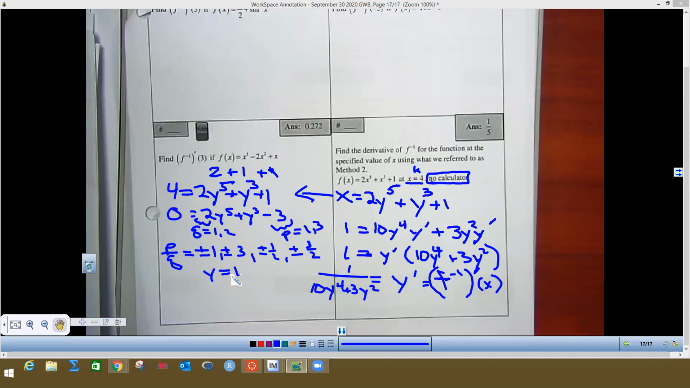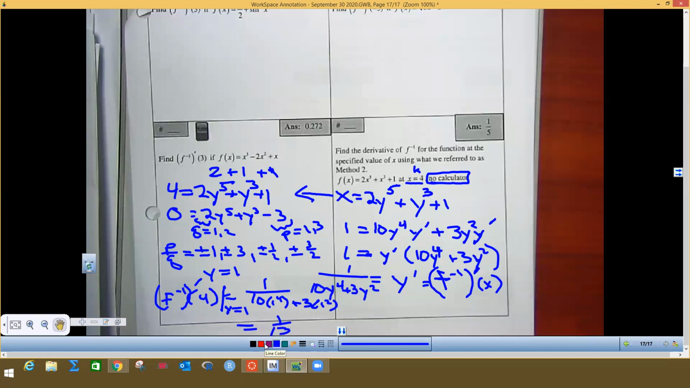Now, the last thing we do is plug this y of 1 in over here for this function to actually get the value. Because the inverse means that the y value from this is the x value over there. So when we plug in this 4, we're finding the derivative of the inverse at 4. I'm going to let y be 1 there. I'm plugging 1 into this thing. I'm going to get 10 times 1 to the 4th plus 3 times 1 to the 2nd, which ends up being 1/13 when you simplify it.